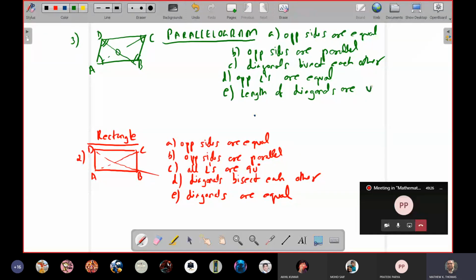Length of diagonals are unequal. Okay, don't write equal. Only for square and rectangle it was.